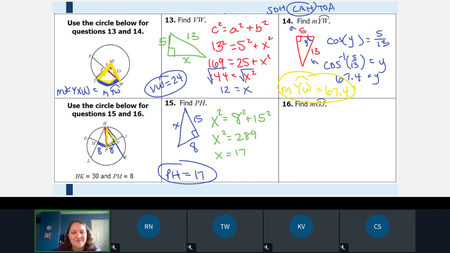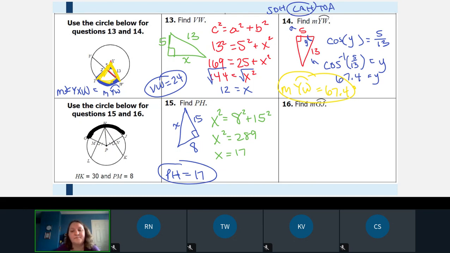All right, number 16, we're looking for the measure of arc GJ. Forgive me in advance, I have a really hard time saying GJ next to each other. So if I flub it, I'm sorry.